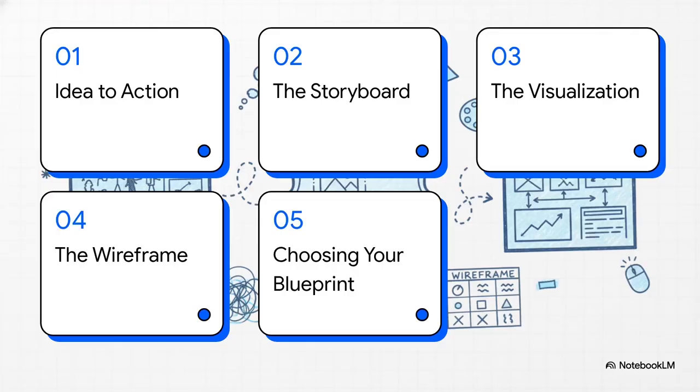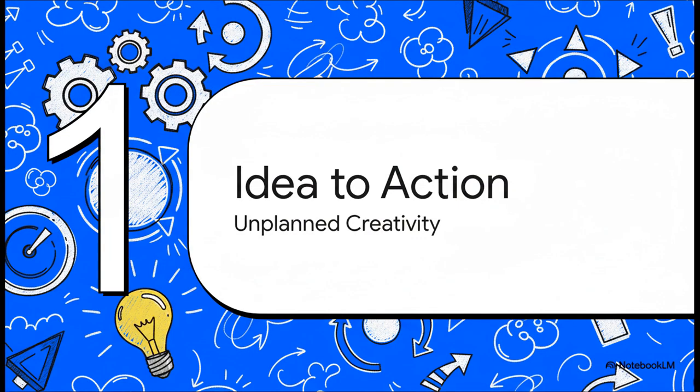All right, so here's what we're going to cover. First up, why you even need a plan. Then we'll get into the good stuff, our three main blueprints, the storyboard, the visualization, and the wireframe. And to wrap it all up, we'll talk about how to pick the perfect one for whatever you're working on. Let's get into it. Okay, section 1, from idea to action.